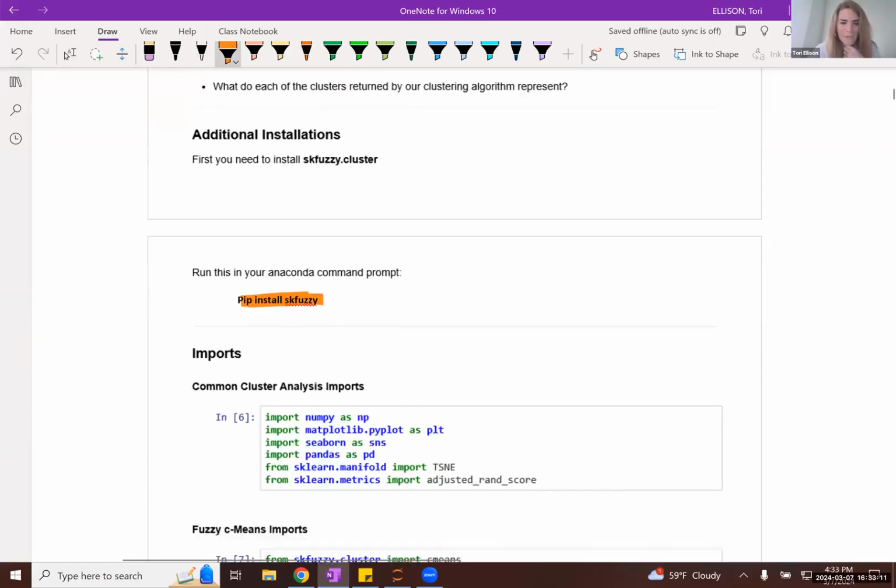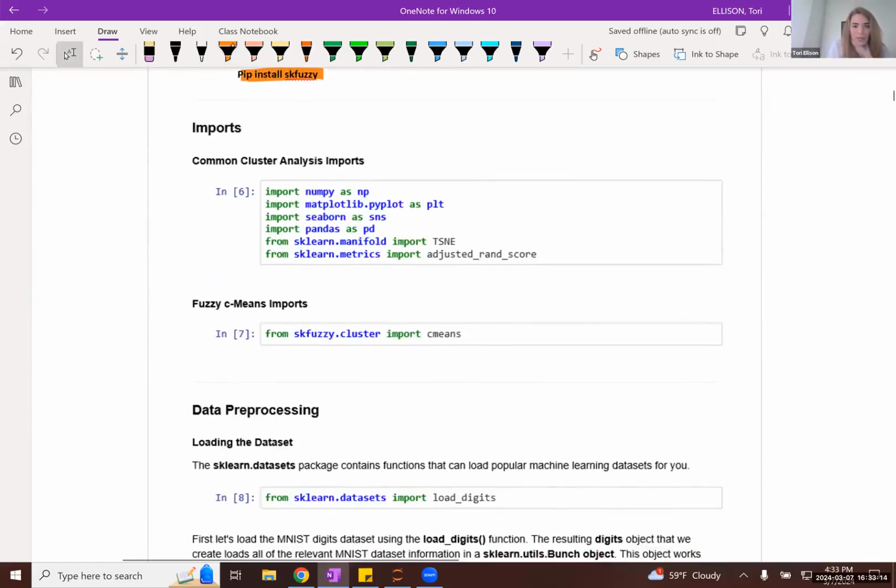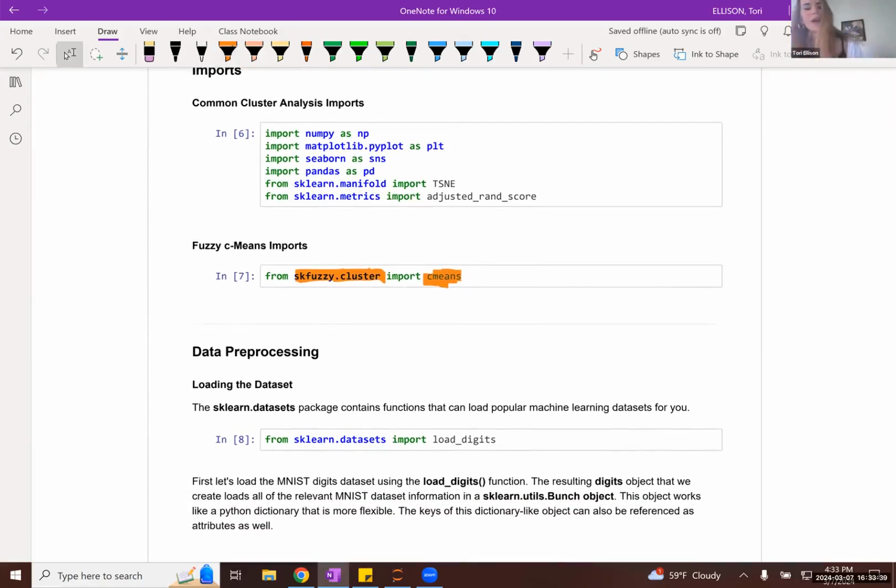Okay. And so we're going to import the C-means function from this skfuzzy package. Now, unfortunately, the C-means function doesn't belong to scikit-learn. And the way that it works is not quite analogous to the k-means clustering algorithm from scikit-learn. So there are some slight differences in how the function works. So we'll talk about that in this unit.